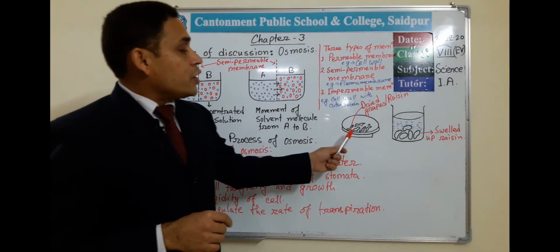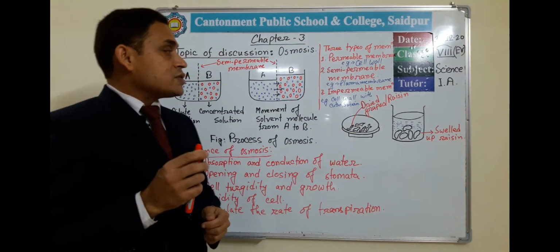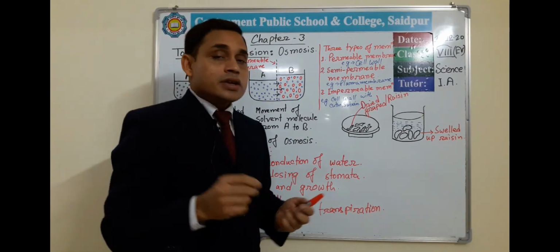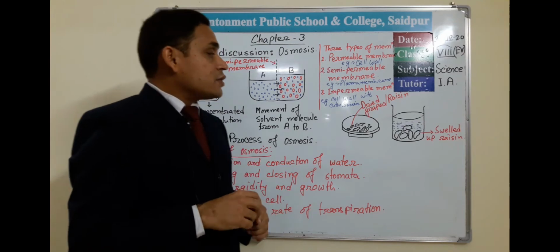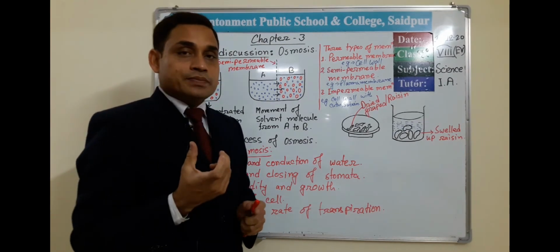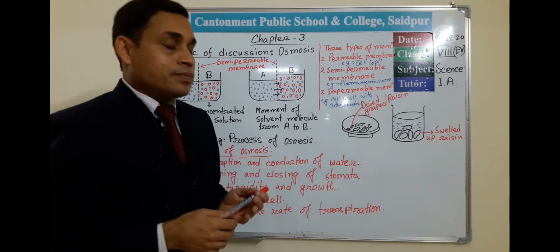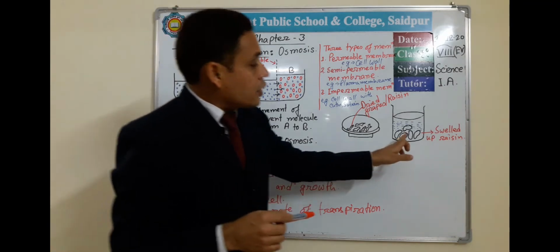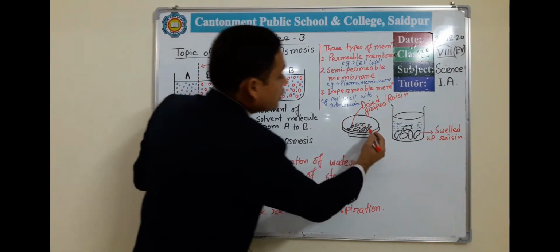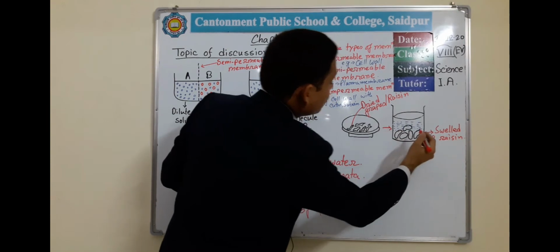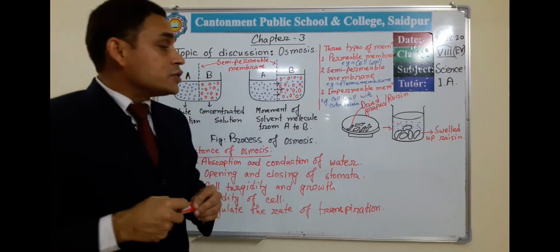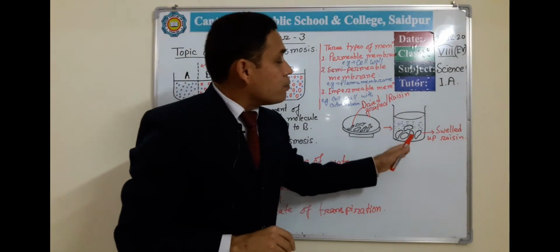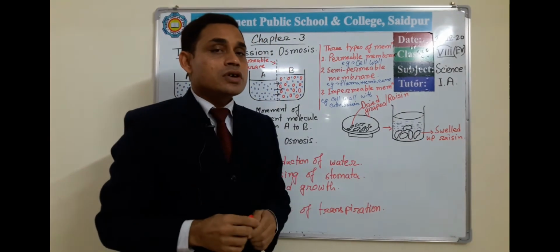So when we put some raisins or dried grapes inside the water, then after some time these dried grapes absorb the water and become swollen up. So here these dried grapes, after being put into water, become swollen up. And how do these dried grapes become swollen up? By the process of osmosis.